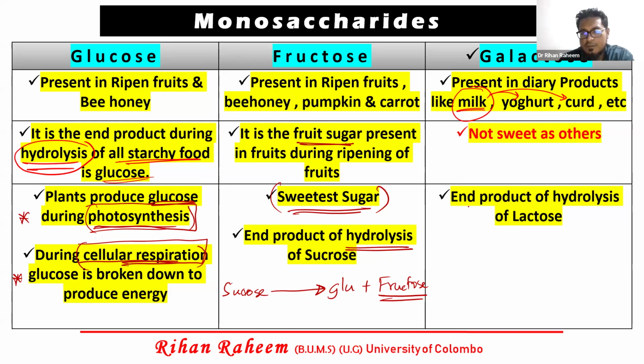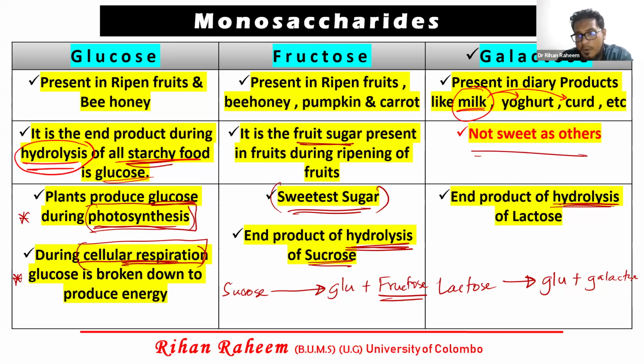Then galactose, see, end product of hydrolysis of lactose. When you break down lactose, what will you get, Puta? Glucose and galactose. Glucose plus galactose. So if we need galactose, you break down lactose, you will get one glucose and one galactose. Are you clear about that word hydrolysis? Hydrolysis of lactose means breakdown of lactose. Hydrolysis of sucrose means breakdown of sucrose. Hydrolysis of starch means breakdown of starch.